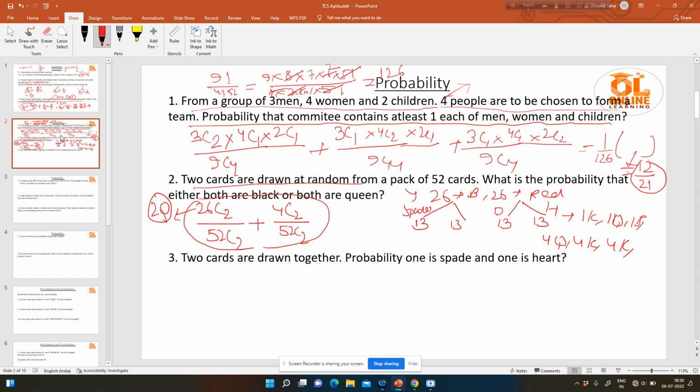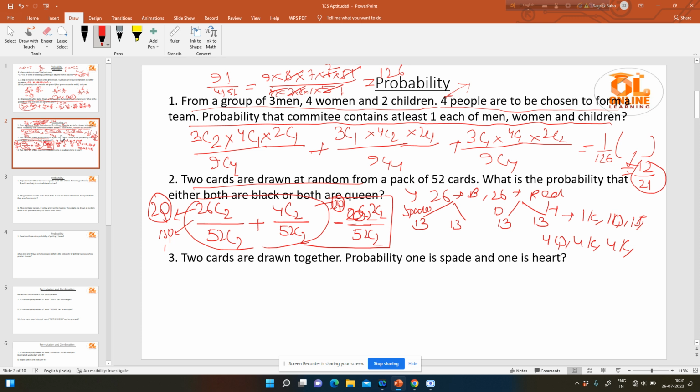Because among the 13 black cards in spades and the other black suit, we have one queen in each. So we have to subtract 2C2 by 52C2. So this complete expression would be your answer, because these two are the common cards. Among the four queens, two are black. Hope you have understood.